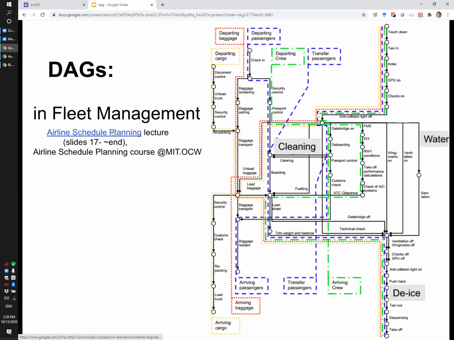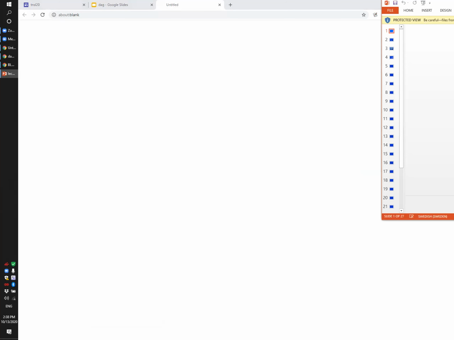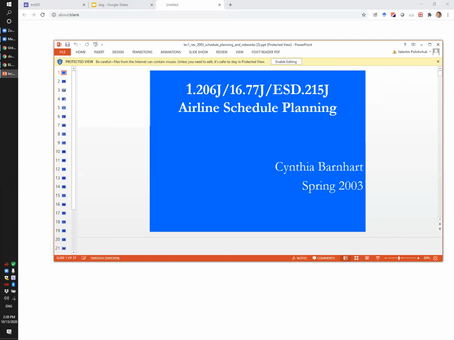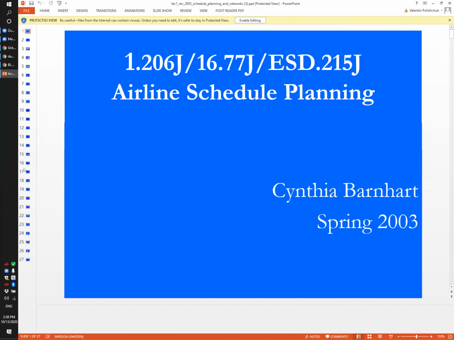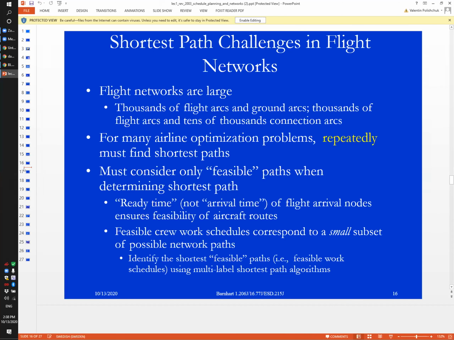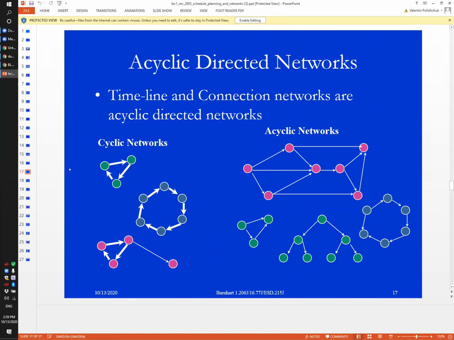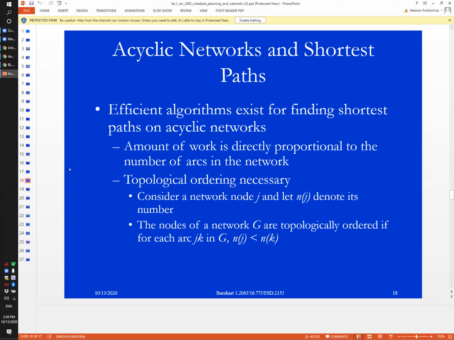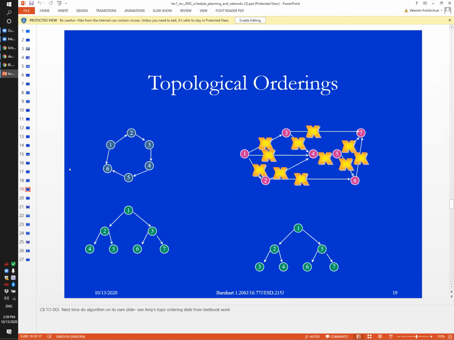In fact, in the airline schedule planning from an MIT course, which we will look into during the aircraft management course, if you're in the FTL program, you can see I will not go into all the details, but there are quite a few things that are similar to what we do. They look at shortest paths, but they also use what they call acyclic directed networks. So you may see similar things that we studied in this course.